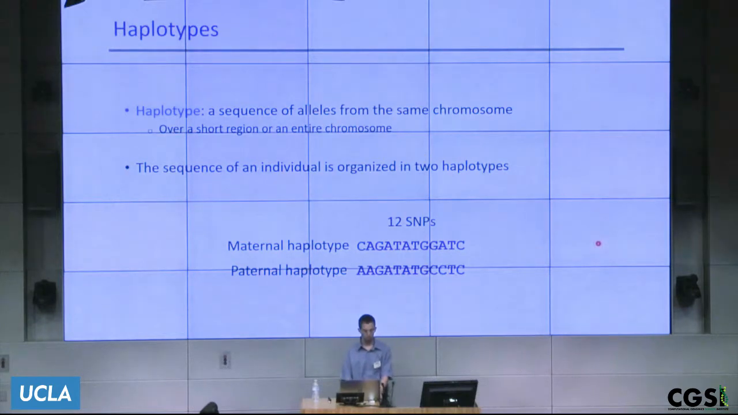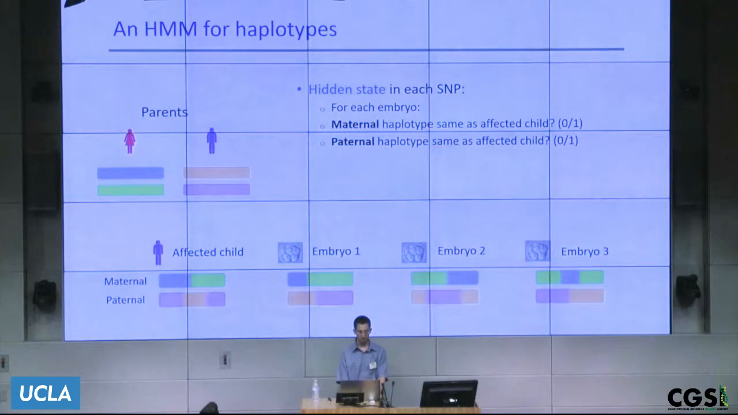So just to make sure we are all on the same page, I want to mention what a haplotype is. What I call a haplotype is a sequence of alleles all coming from the same chromosome, either over a short region or an entire chromosome. So the sequence of an individual can be represented as 2 haplotypes, the maternal haplotype and the paternal haplotype. And the idea, for the first HMM that I will describe, is that the hidden states of the HMM are as follows.